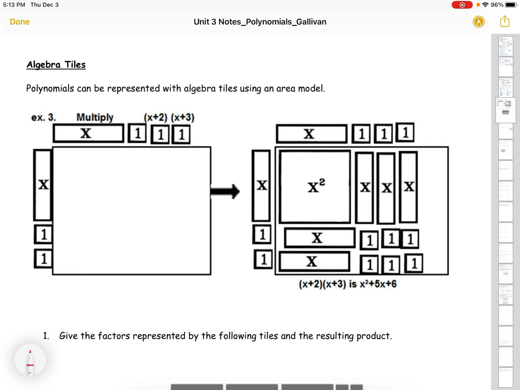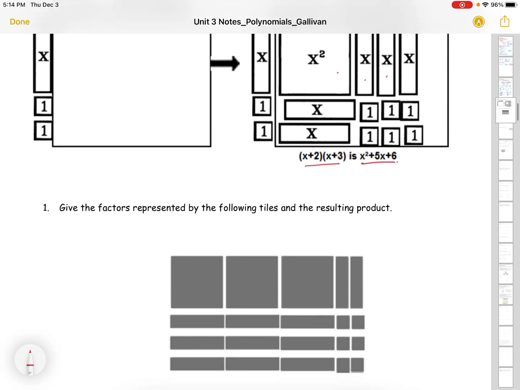So for example, this is across the top, it's x plus 3, and across the side is x plus 2, right? So if we multiply them, it looks like so. We get a big block for the x squared, we get an x for the 1 times x's, 1 times x's, and then we have our 1's down here, 1's times 1's. So what we can see from it visually is that x plus 2 times x plus 3 is equal to x squared plus 5x plus 6.